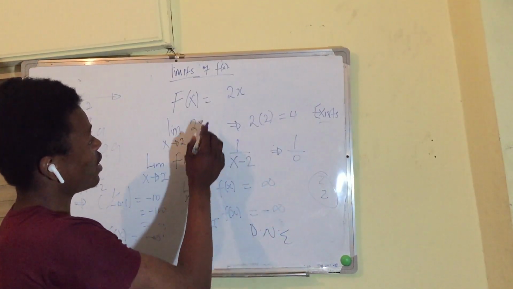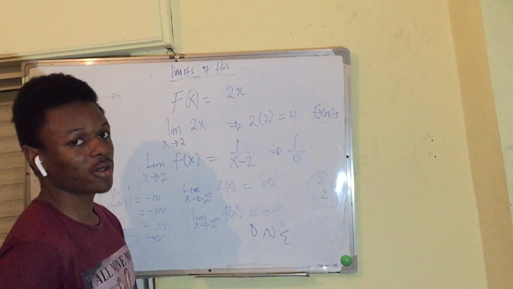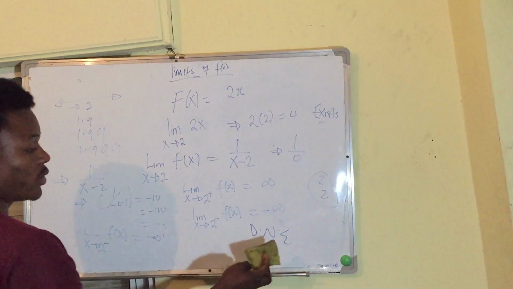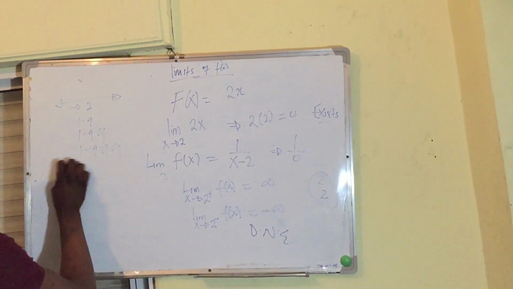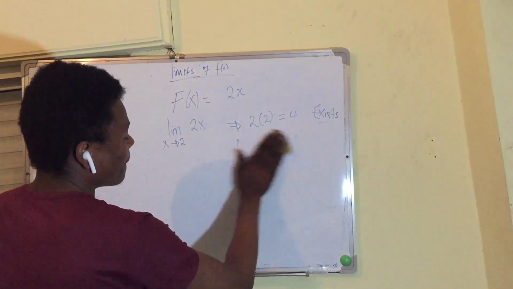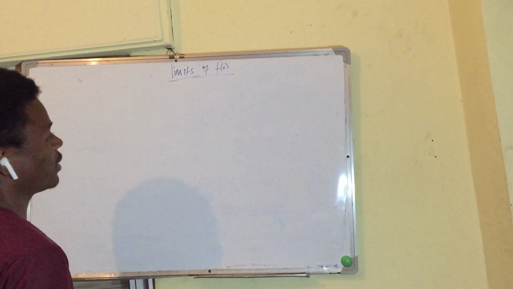The limit as x approaches 2 of the function 1 over x minus 2 does not exist. Okay. And we don't know, so what does "does not exist" mean? Let us try to solve a problem like this.